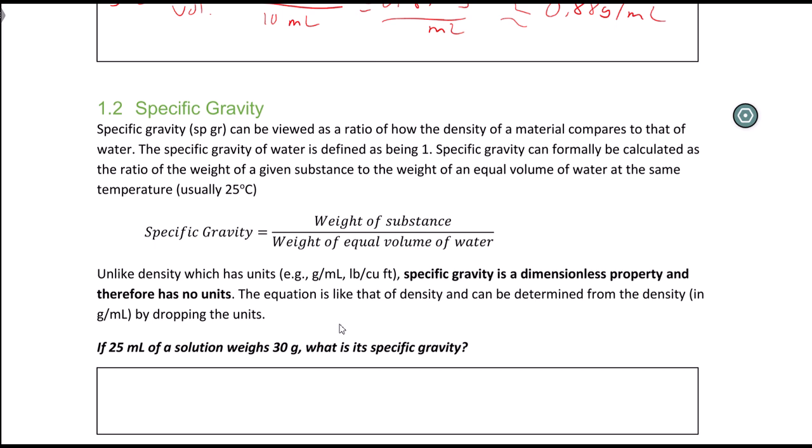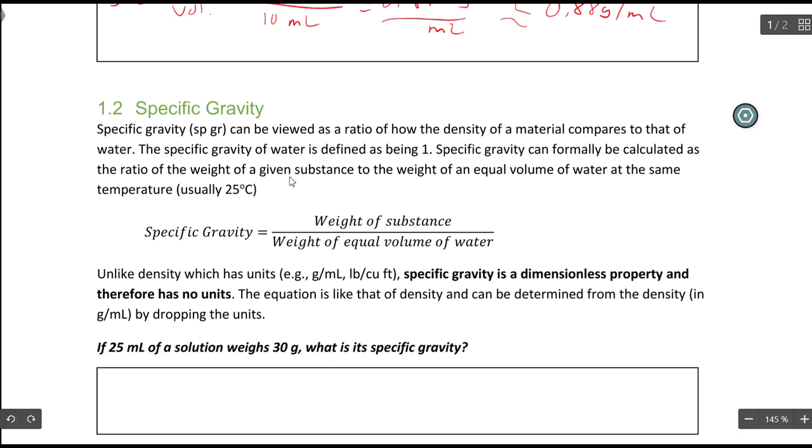So again, the specific gravity of water is defined as being 1. There's no units on specific gravity. It's the only thing that changes from density. It doesn't have any units because it is a ratio, and the ratio has the same units in the numerator and the denominator, which is why they cancel out. But there are units there when we do calculations, but in a sense, when it's given to you, there are no units associated with the specific gravity.